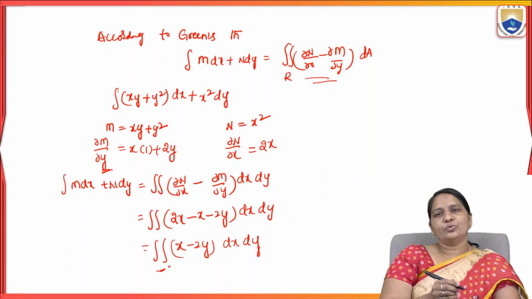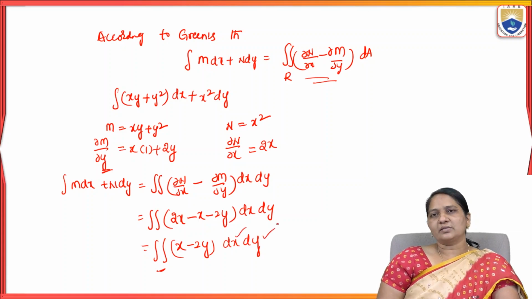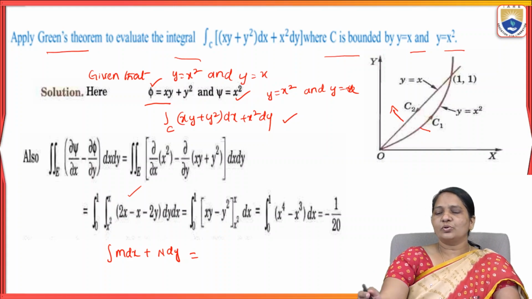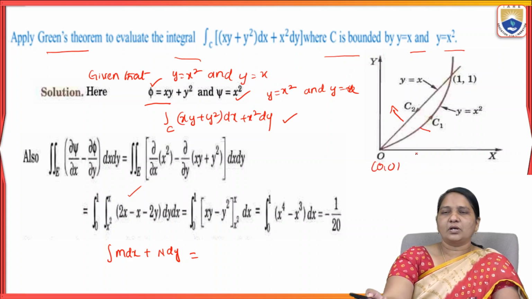That means we should know what the x limits and y limits are. How can we get the x limits and y limits? By using the given data only. So according to this figure, how did we get the points 0, 0 and 1, 1?